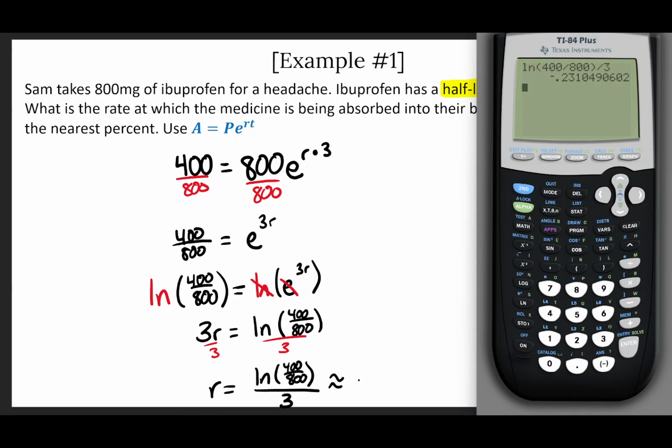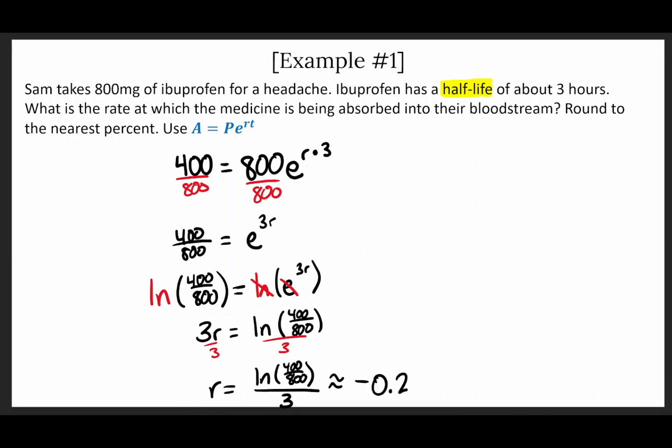Let's write that down. 0.23 as a decimal means that it would be 23% as a rate. And since the rate is negative, that makes sense because we are losing the amount of medicine over time. So our final answer will be about 23% of the medicine is absorbed every hour.